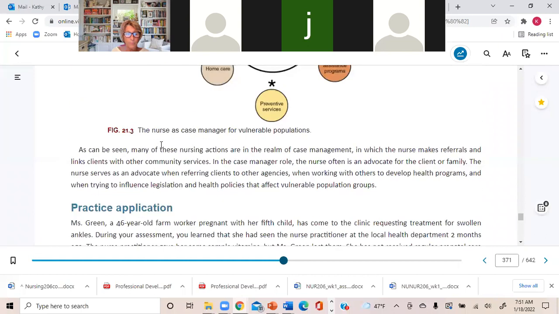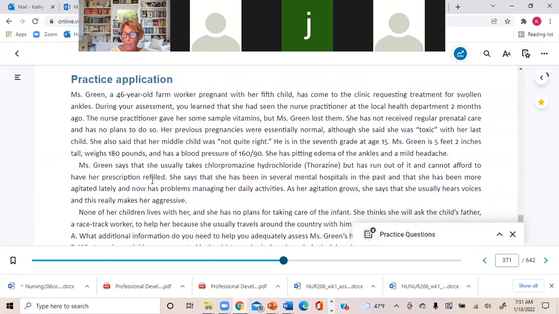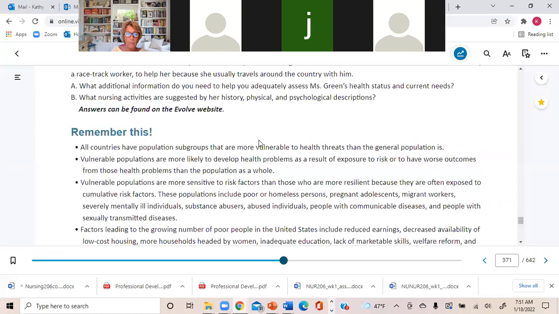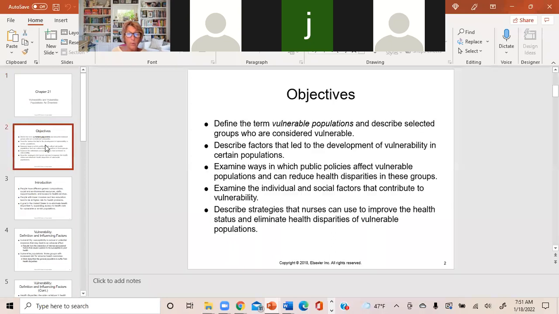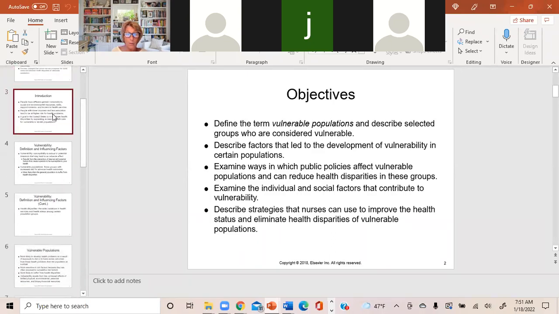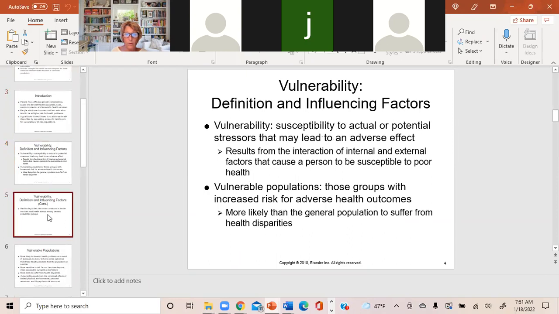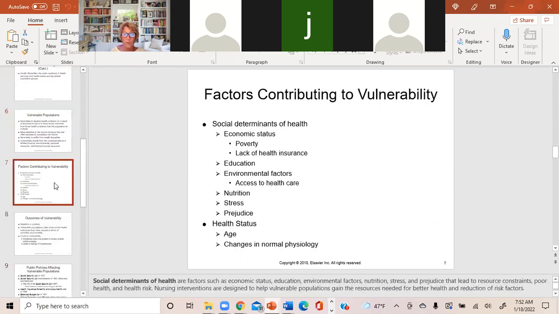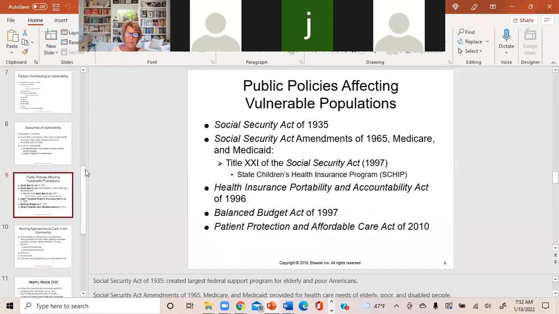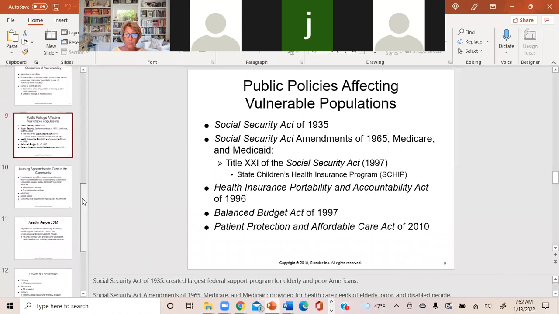Okay. And then practice application. Here's your practice application on page 371. Again, it's hands-on, it's like a case study. Go in and do this. I already sent you the answers with the rationales. Okay. And I want to go back to the chapter 21 PowerPoint. Chapter 21 PowerPoint is excellent. So defining vulnerability, health disparities, who are our vulnerable populations? What are the factors contributing to vulnerability? Outcomes. Excellent, excellent PowerPoint.